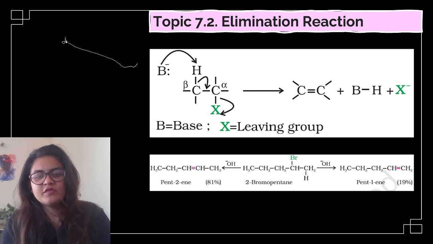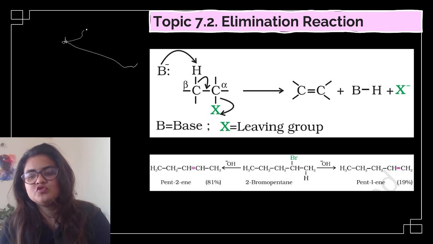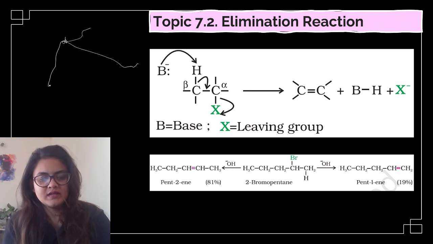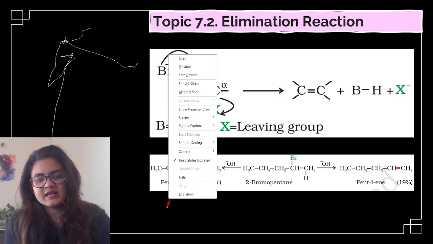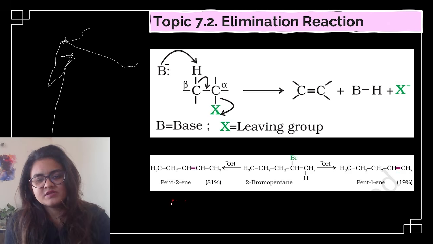So two types of double bond you can get, right? One is pent-2-ene, another one is pent-1-ene. Now the thing is, why is pent-2-ene more stable than pent-1-ene? Basically this is in accordance with the Saytzeff rule. This is a more substituted alkene, and more substituted alkenes are more stable because of hyperconjugation.